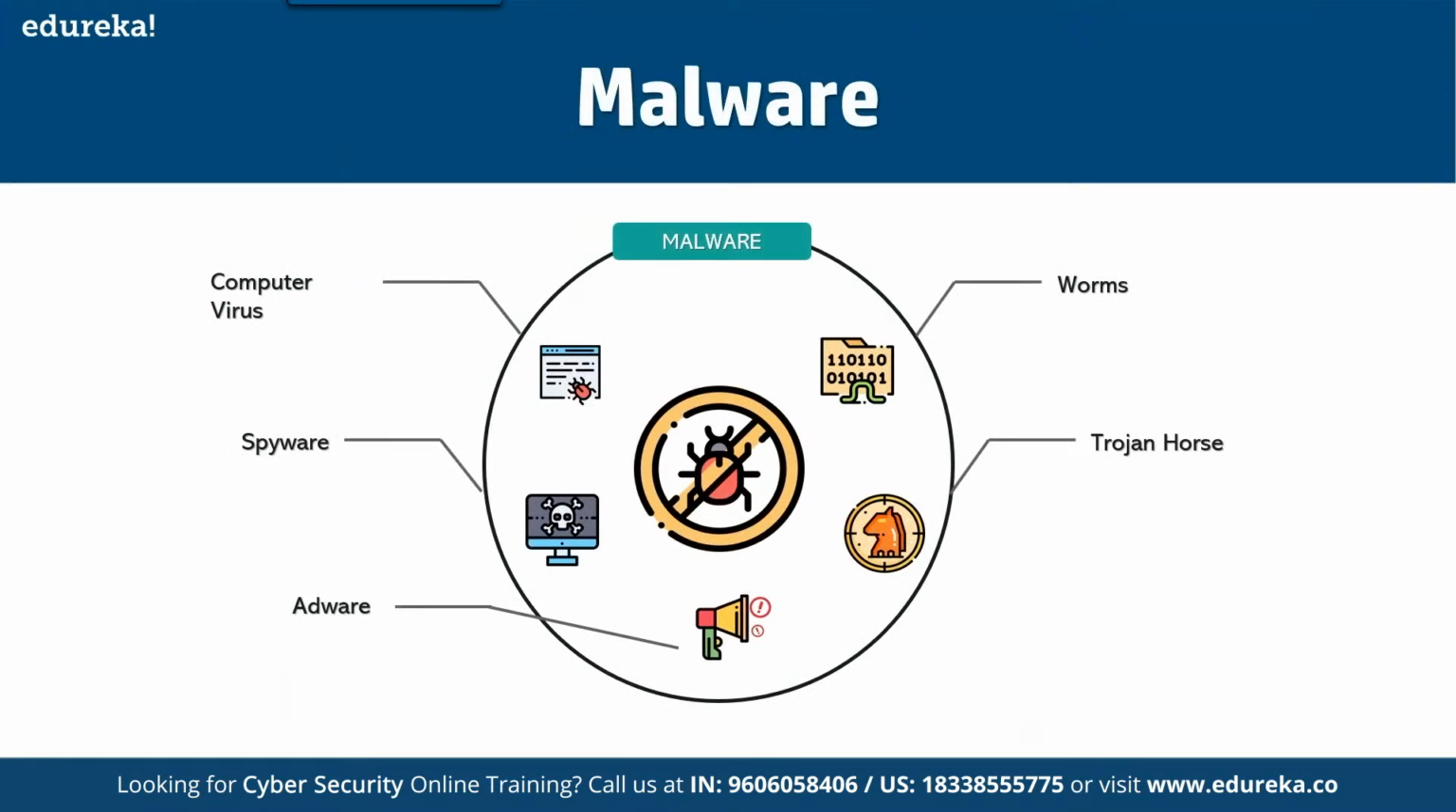There are a couple of different types of malware: computer virus, spyware, adware, Trojan horse, and worms. Virus stands for vital information resource under siege. A virus is a program which has the capability to modify other programs. A worm keeps replicating itself on your system until it has exhausted all the resources.